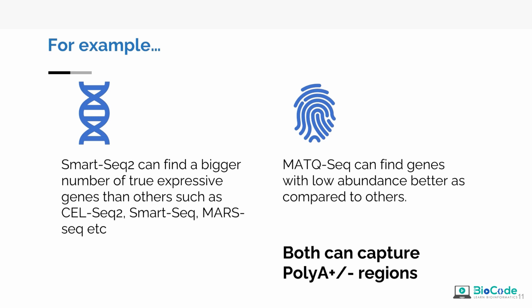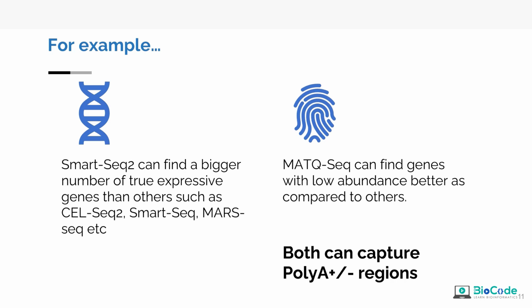For example, Smart-Seq 2 can find a bigger number of truly expressed genes than other technologies such as CEL-Seq and MAR-Seq, because we are doing full length transcription and the sequencing depth is more as compared to the other technologies. MATQ-Seq can find genes with low abundance better as compared to the others. Both can capture poly A regions. But the fact is that we need to understand what exactly we are trying to do.